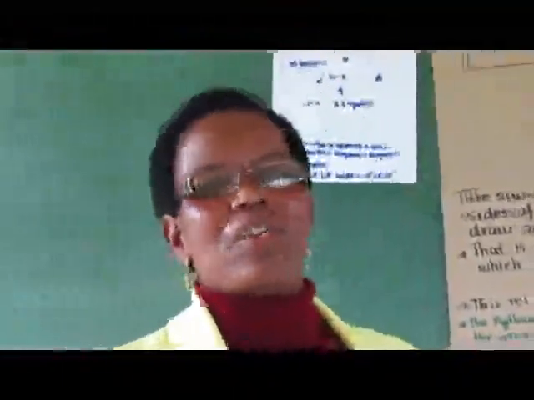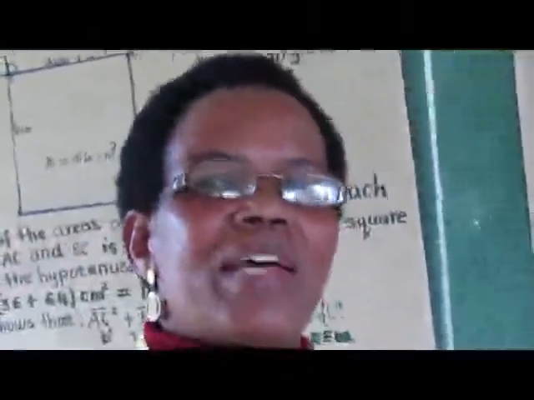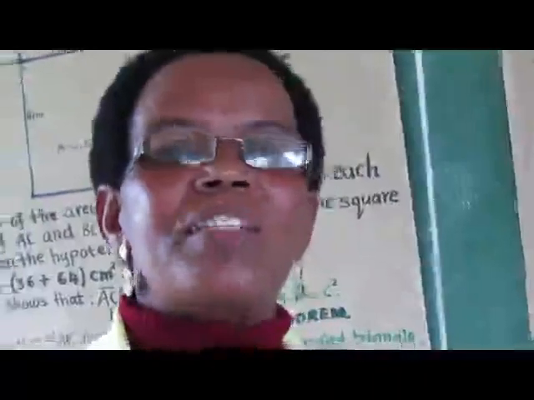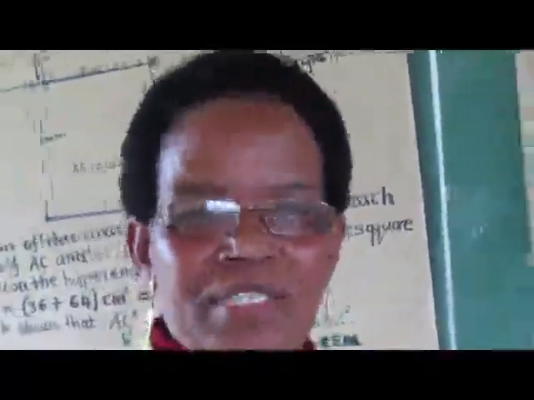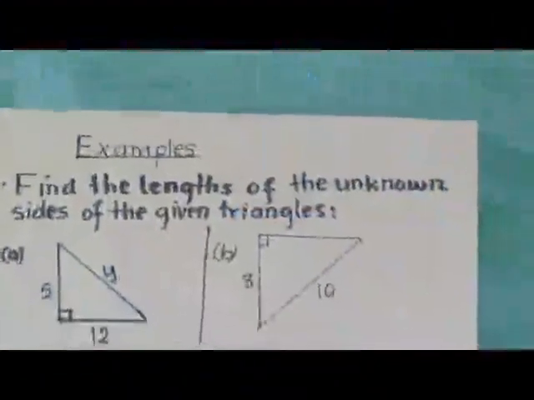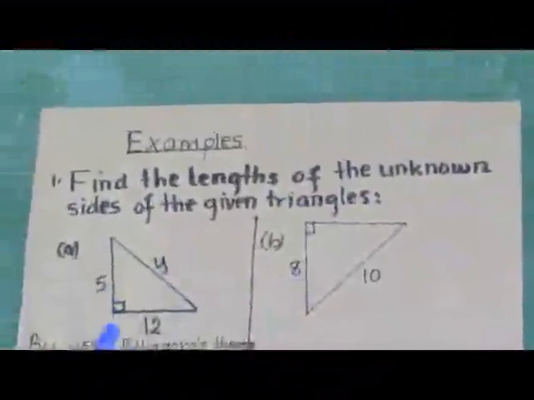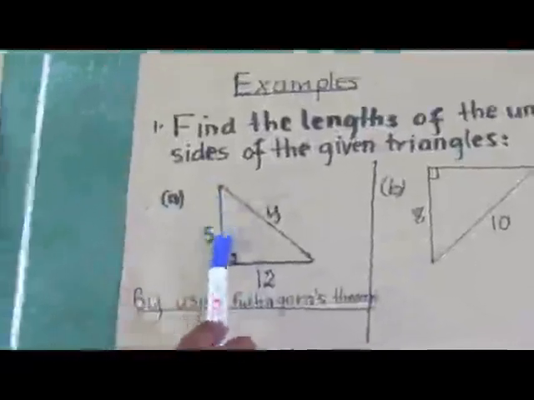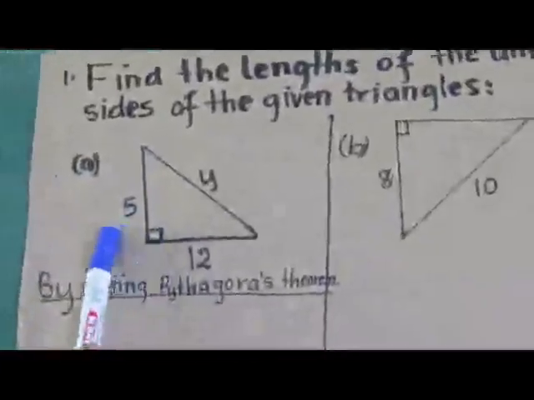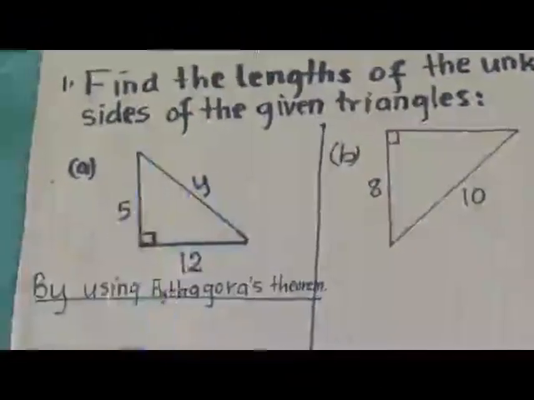Let us see the application of the Pythagoras theorem. Now, let us see a few examples of how to apply the Pythagoras theorem in solving mathematical problems. Here, there is example number 1. Find the length of the unknown sides of the given triangles. There are two triangles here, A and B. Let us start with triangle A. The height of this triangle is given, that is 5 units, and the base is 12 units. Now you have to find the hypotenuse.